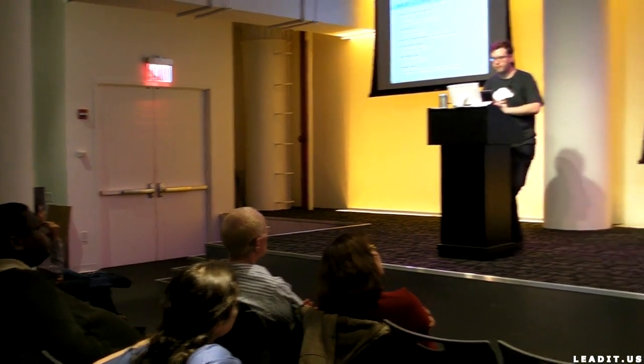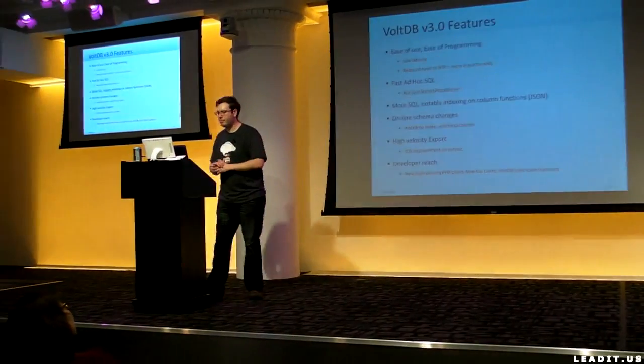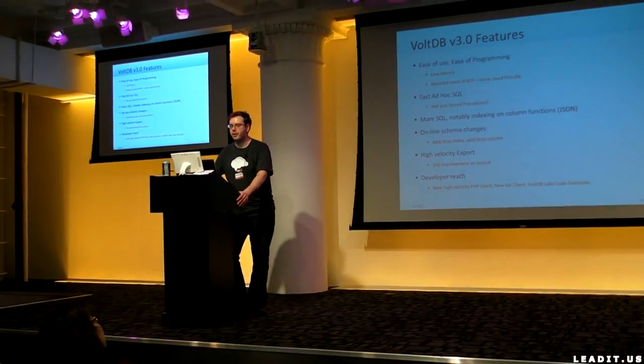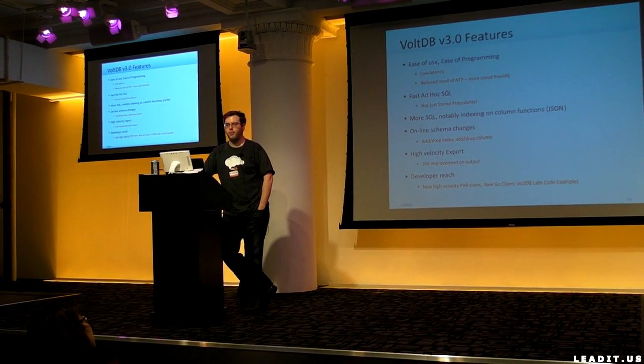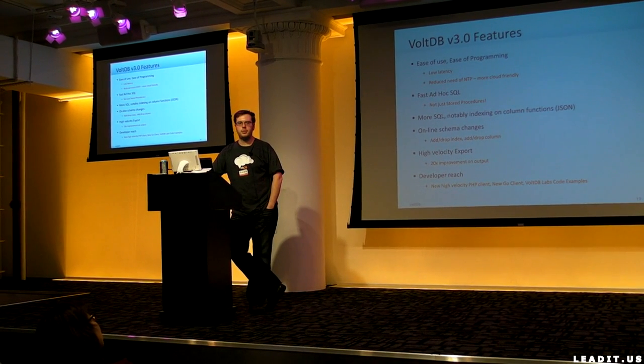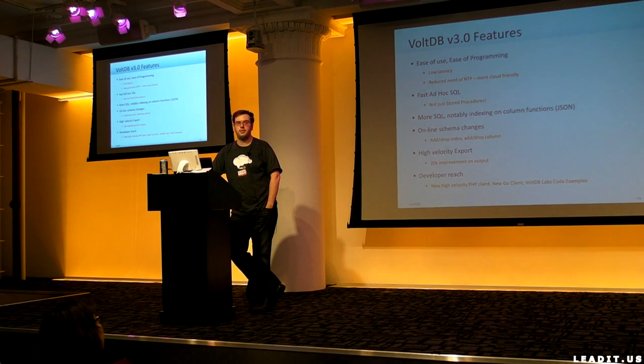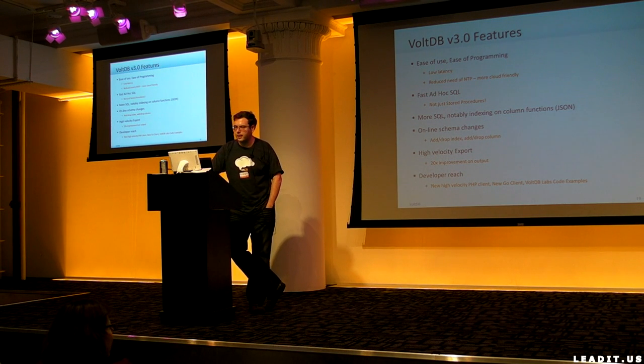So VoltDB 3.0 features. Again, not meaning so much to people who didn't have to deal with 1.0. Huge latency improvement. In 2.0, latency was on the order of several milliseconds, and now latency is sub-millisecond. So on my desktop, 250 microseconds. With replication, you're looking at 650 microseconds.